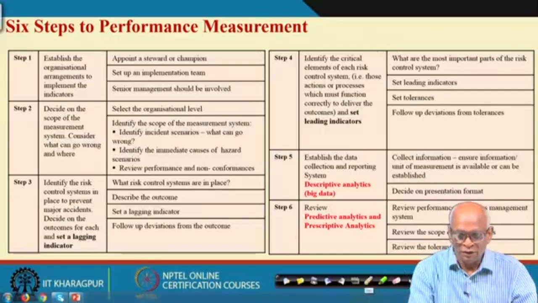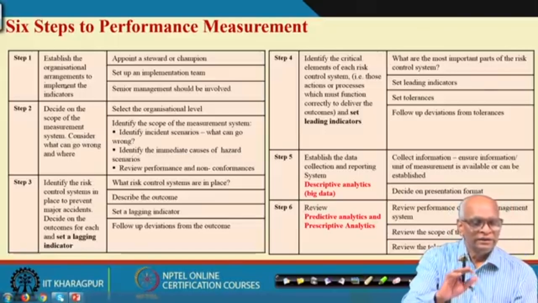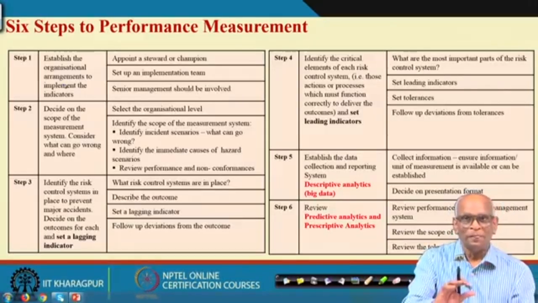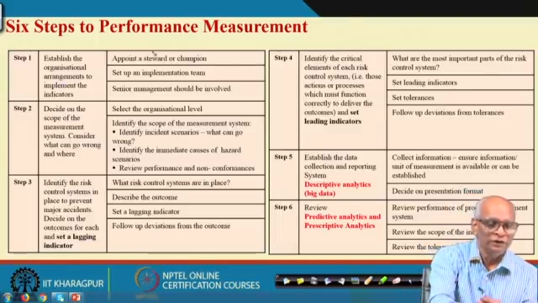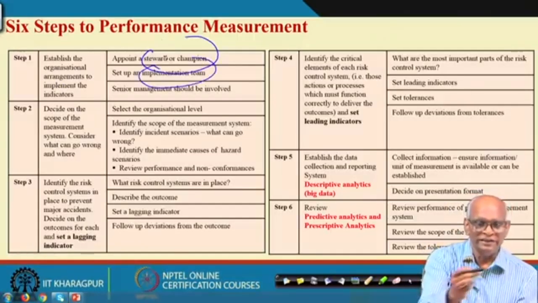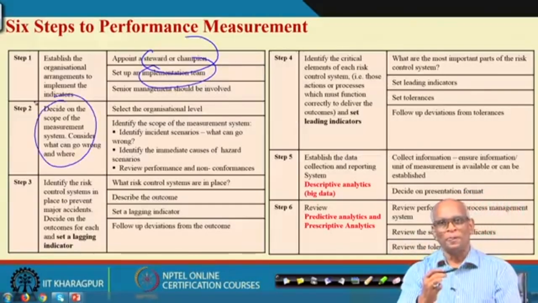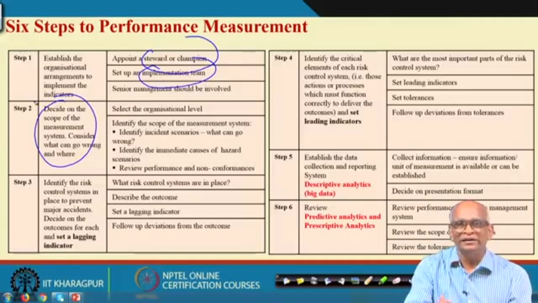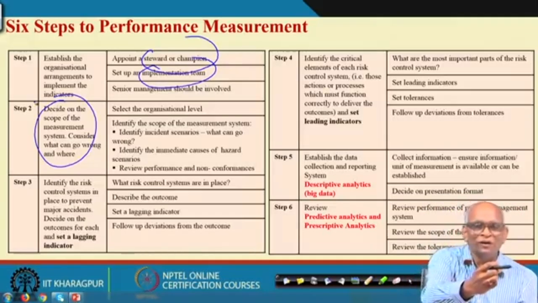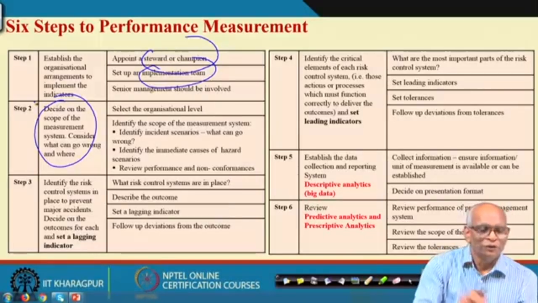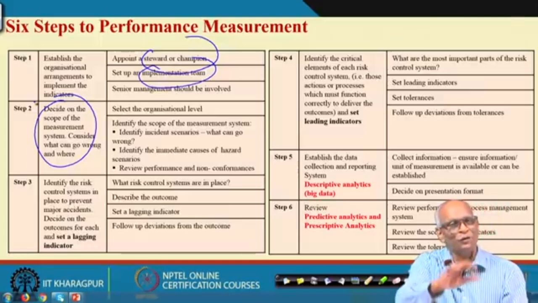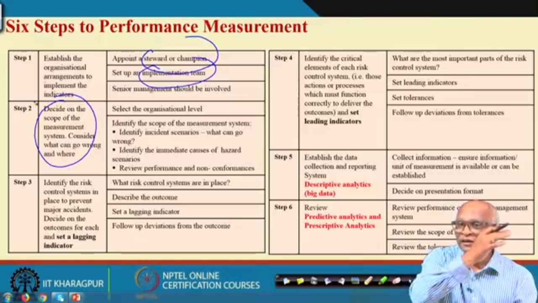The first step is to establish organization arrangements. Whenever you are going to do any initiative, you require a champion and a team to implement. That is the first step. The second step is scope. What is it that you want to do? You need not have leading and lagging indicators for everything. For a hazard where the risk is already at a low level, you need not measure those things. So, you will define the scope at the organization level. What is it that we are going to do? Because every data collection costs money.